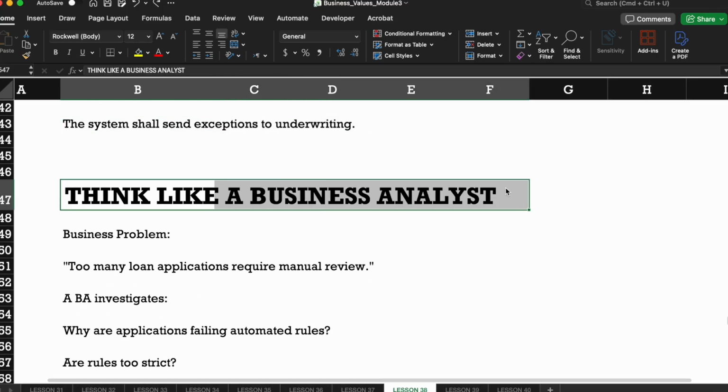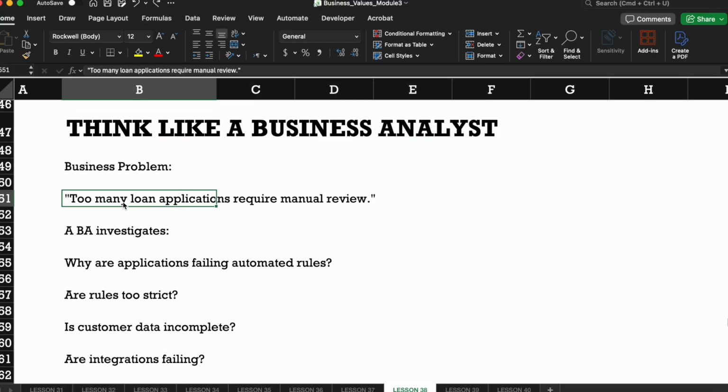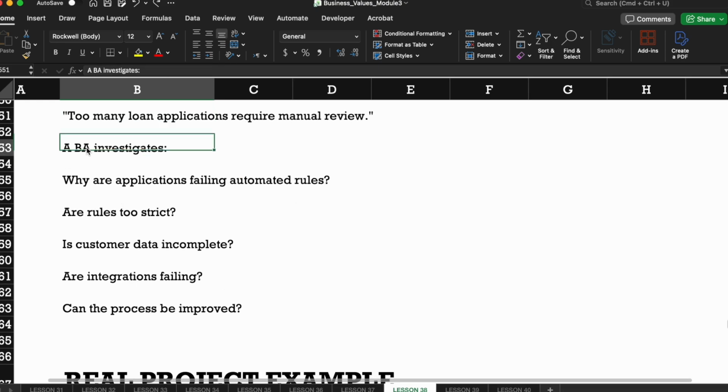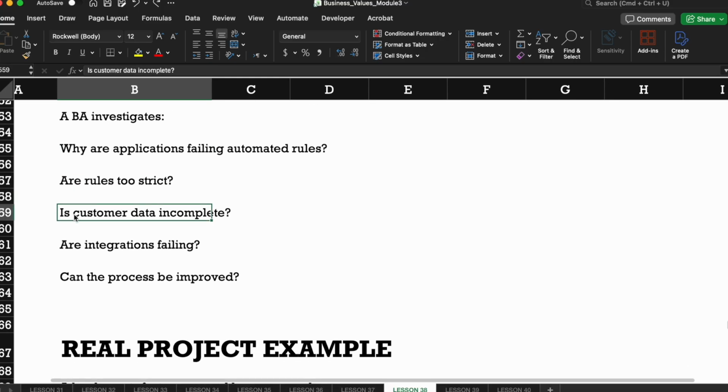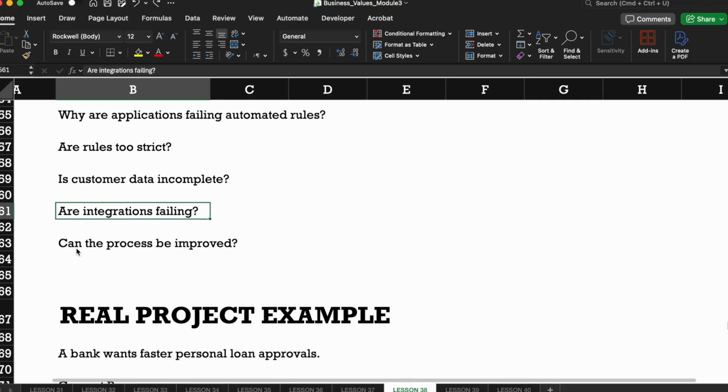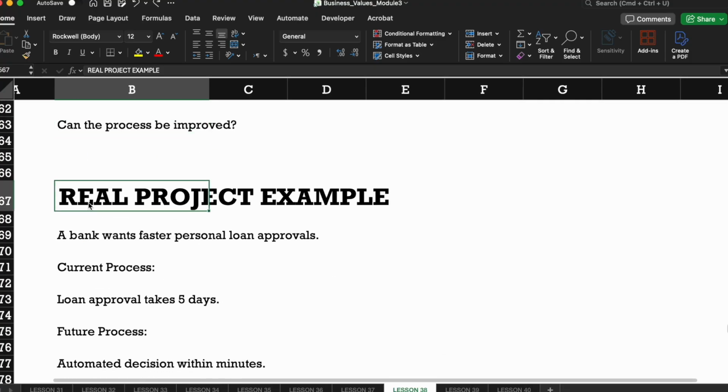So think like a business analyst. Business problem: too many loan applications require manual review. A BA investigates why the applications are failing. Automated rules: are the rules too strict? Is the customer data incomplete or is integration failing? Can the process be improved? Real project example.